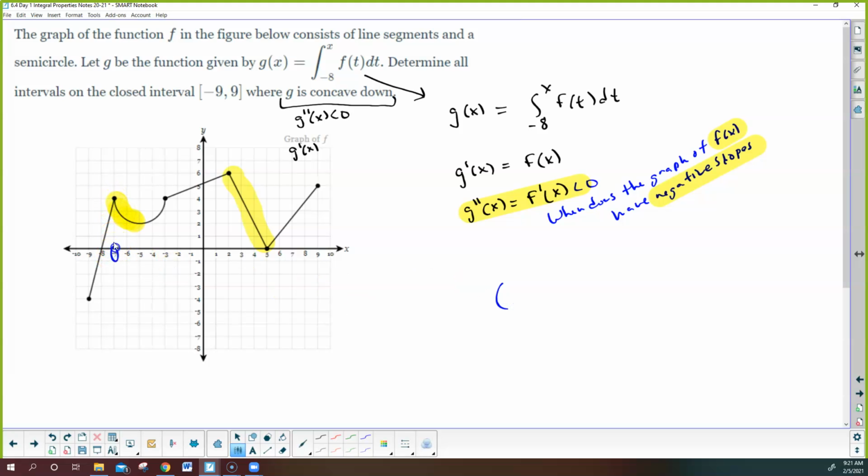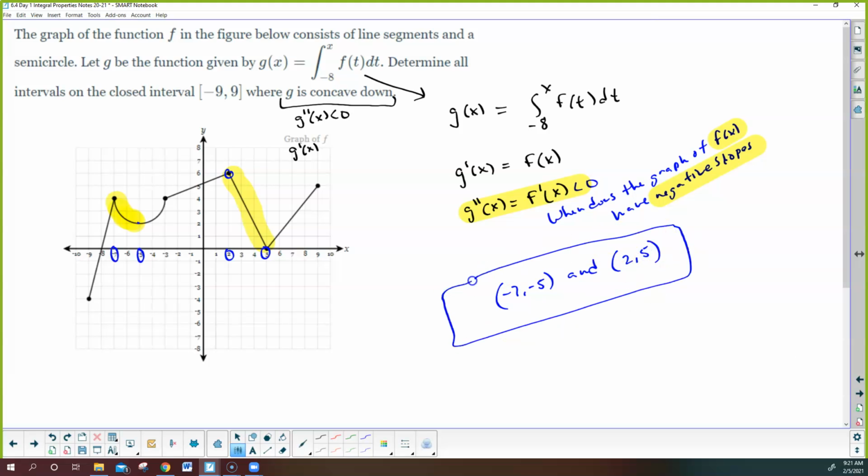So where do I have negative slopes on this graph? From negative 7 to negative 5. And from positive 2 to 5. Okay. So notice, you have to know the fundamental theorem of calculus before you can make conclusions about this, and your goal is to figure out how the graph given relates to the function g, and it's all from the fundamental theorem of calculus.